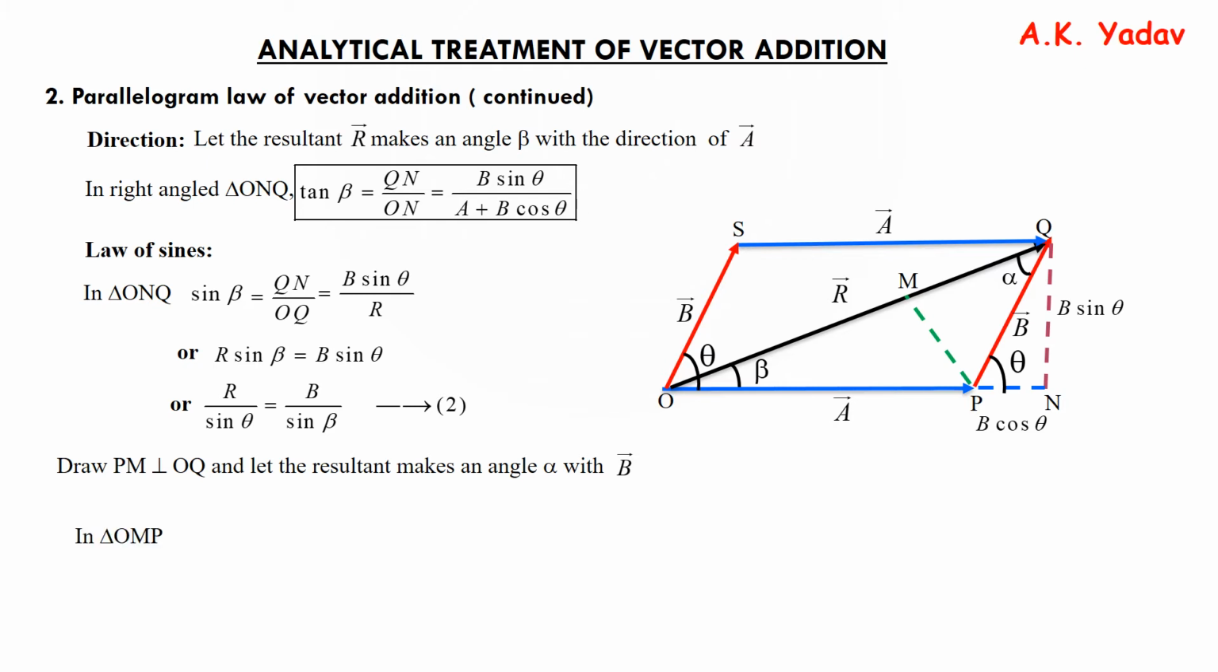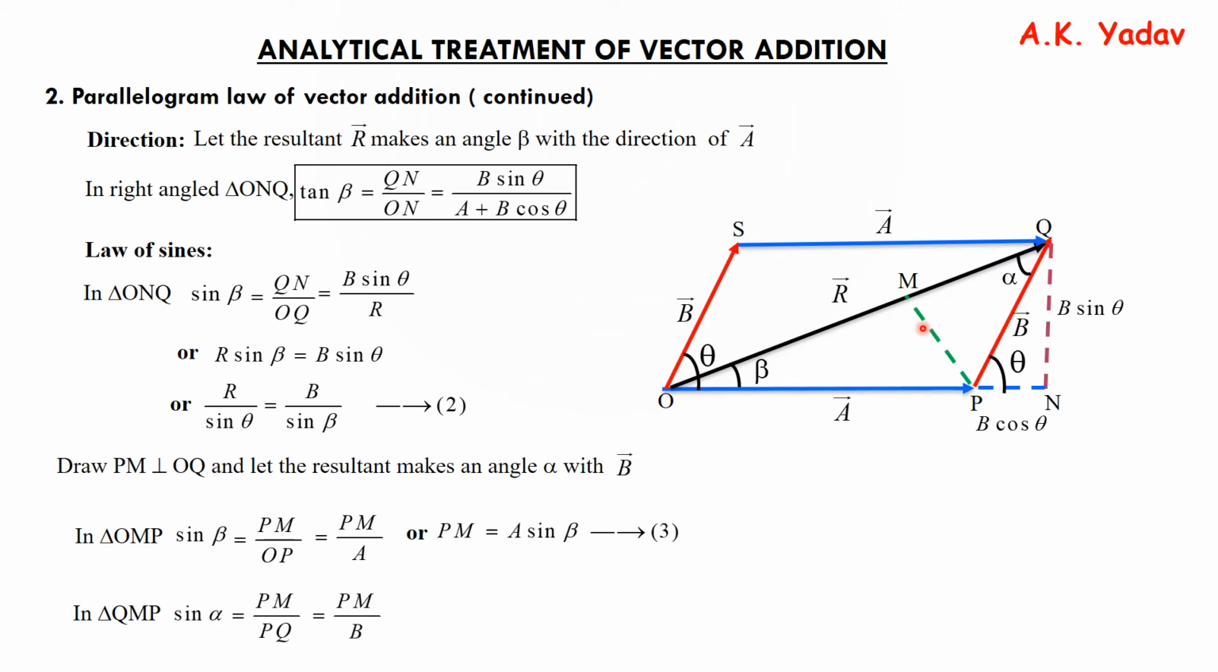So in triangle OMP, that is this triangle I am talking about, sine beta is PM by OP, which is PM by A, or can I write PM is equal to A sine beta? I call this equation number 3. In triangle QMP, sine alpha is equal to PM by PQ, which is PM by B, or can I write PM is equal to B sine alpha?